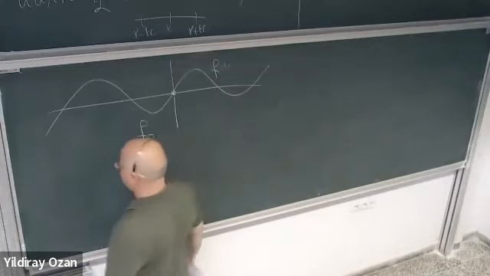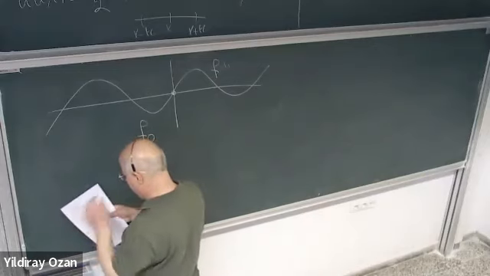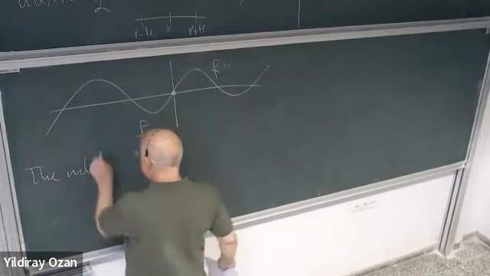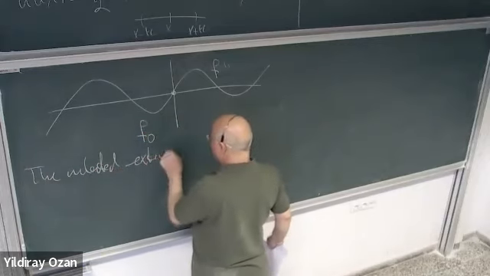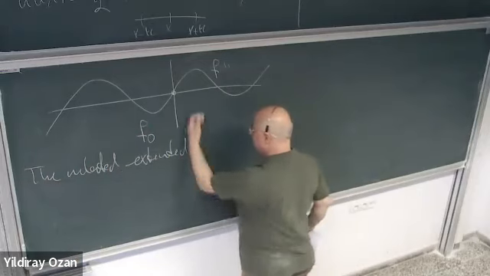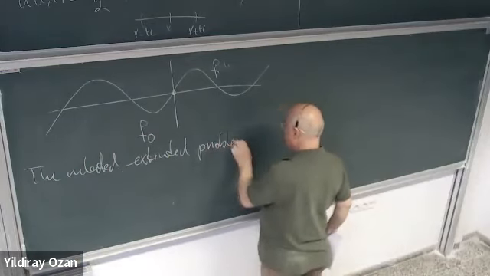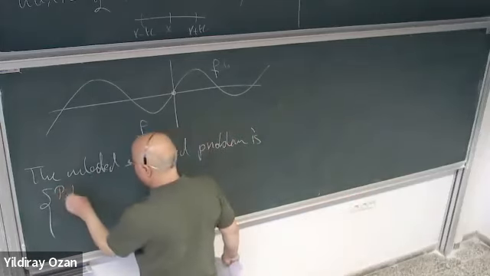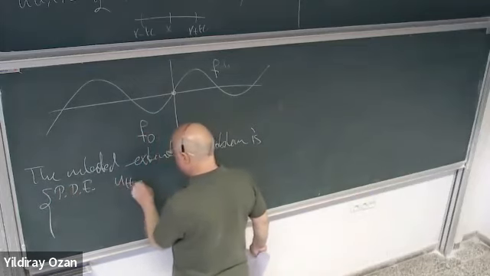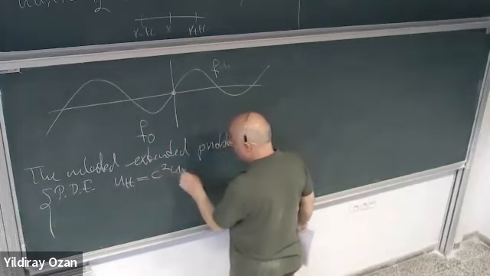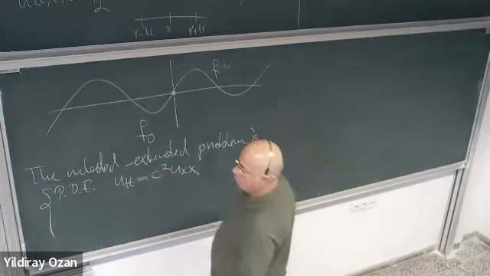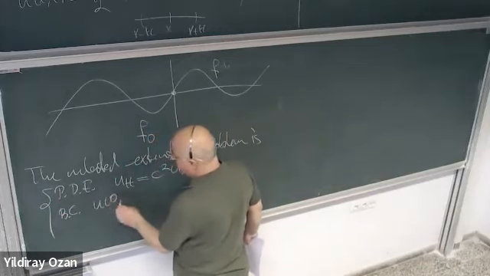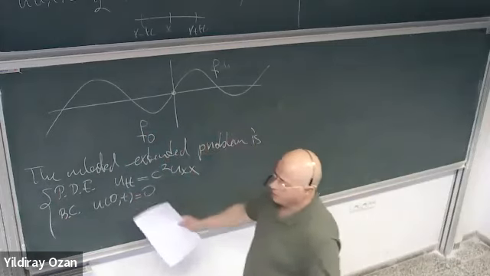And we consider the following problem. The related extended problem is what? I consider the same partial differential equation, u_tt is c squared u_xx. The boundary condition is still the same, but this is actually pointless.